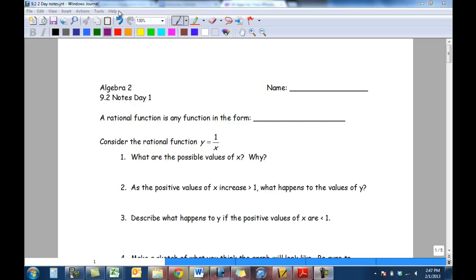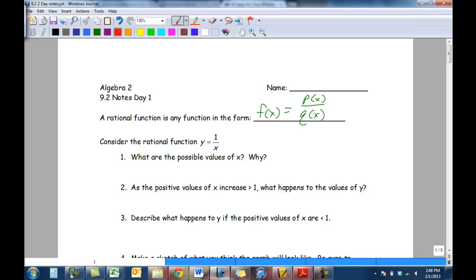All right, 9.2 is all about graphing rational functions. Now, a rational function is anything that's in the form of y equals, or another name for y is f of x, equals p of x divided by q of x. Now, that looks complicated, right?